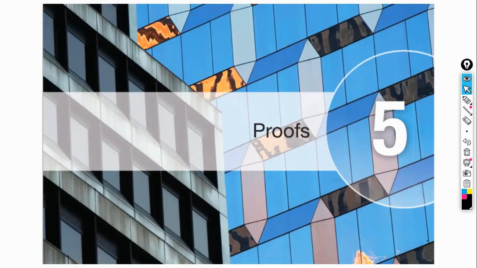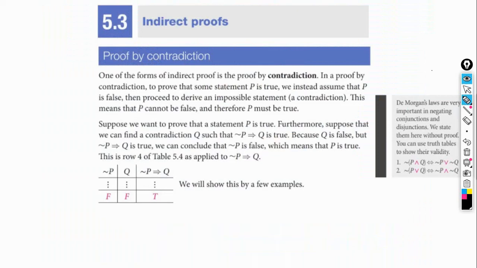Hi everybody. In this video we're going to continue with Chapter 5, Proofs, specifically with Section 5.3, Indirect Proofs. And we're going to start with proof by contradiction. So one of the forms of indirect proofs is the proof by contradiction.